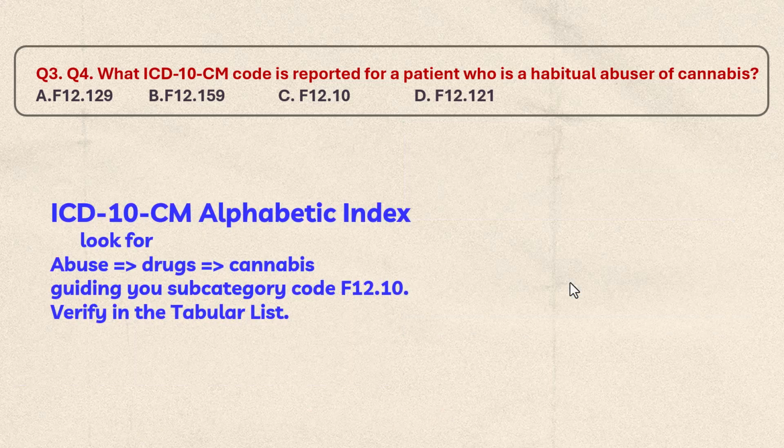But in the real world scenario, you have to go for the alphabetic index of the ICD-10 code and find the answer. So if you want to find the answer directly from the alphabetic index, go to the index and look for abuse, drugs, cannabis. So go for abuse, then go down to drugs, then go for cannabis. It's guiding you to the subcategory code F12.10. So then you have to go back to the tabular list and verify it. So the answer is C.